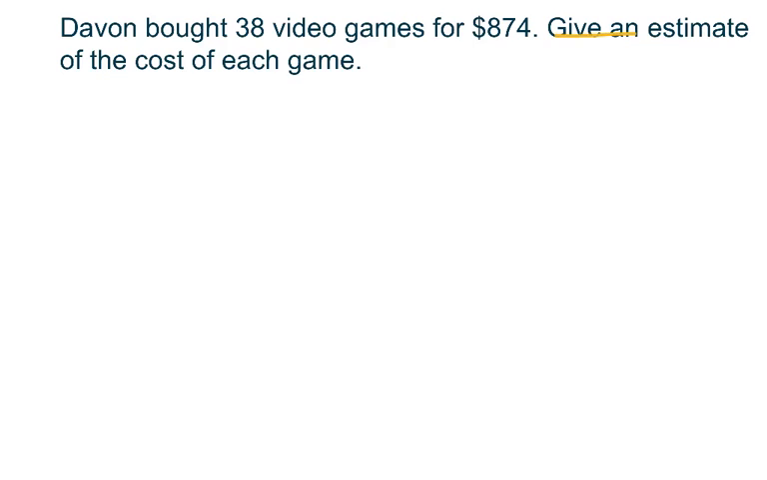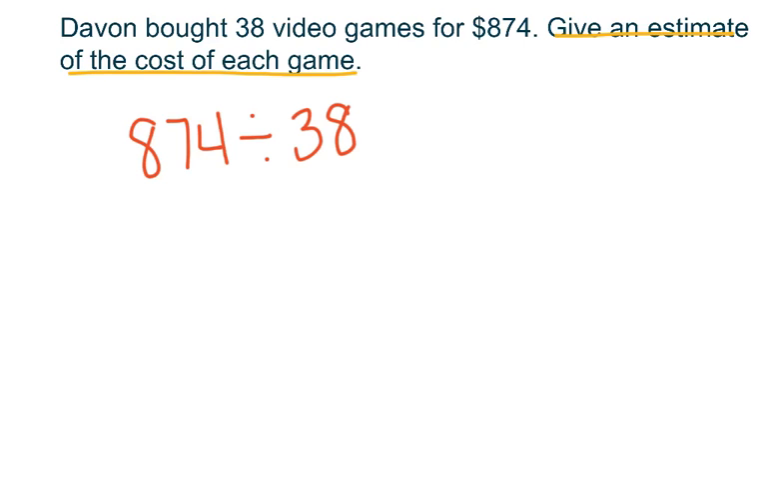So let's talk about this phrase right here. Give an estimate of the cost of each game. That is basically just saying about how much did each game cost. They probably didn't all cost the same amount of money, but we're going to say about how much did he spend. So we're going to take our whole, which is 874, also known as our dividend, and we're going to divide it by how many video games he purchased. That's going to be our units. He purchased 38 video games. So to approximate this, we're going to go ahead and ask, what is our divisor close to? Because we want to make a friendly unit. 38 is close to 40.